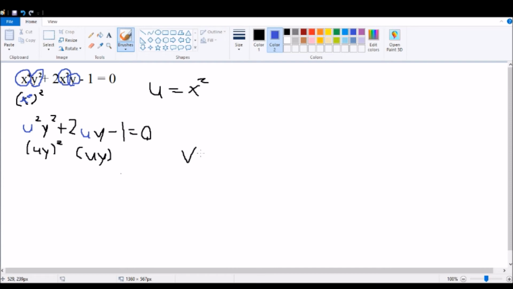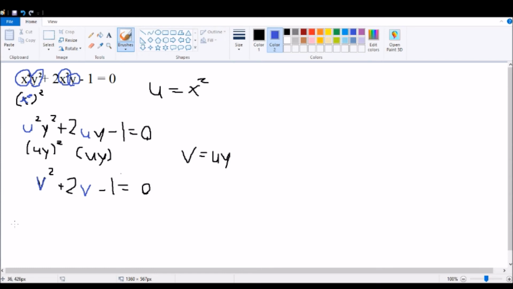We're going to let v be equal to uy. And so when we substitute that in, we're going to get v squared plus 2v minus 1 is equal to 0. And so, as you can see here, we now have a quadratic equation. And we know how to solve this. Let's just do the quadratic formula, because this can't be factored.